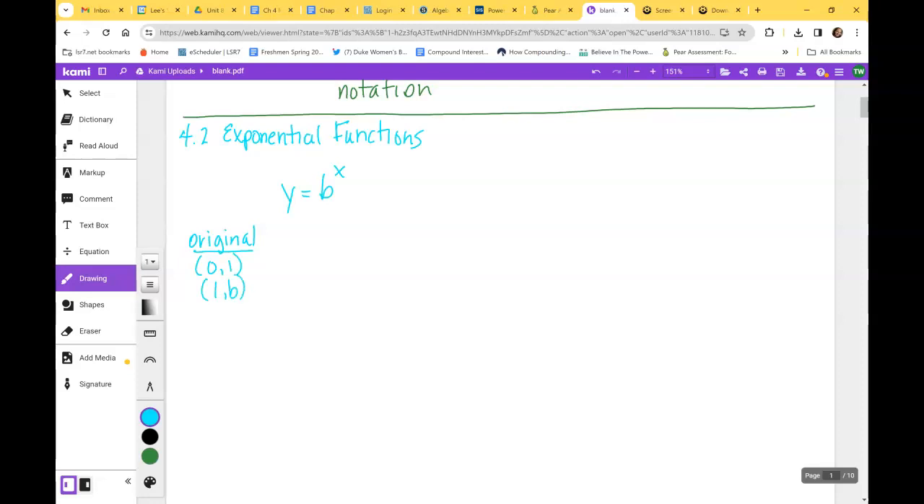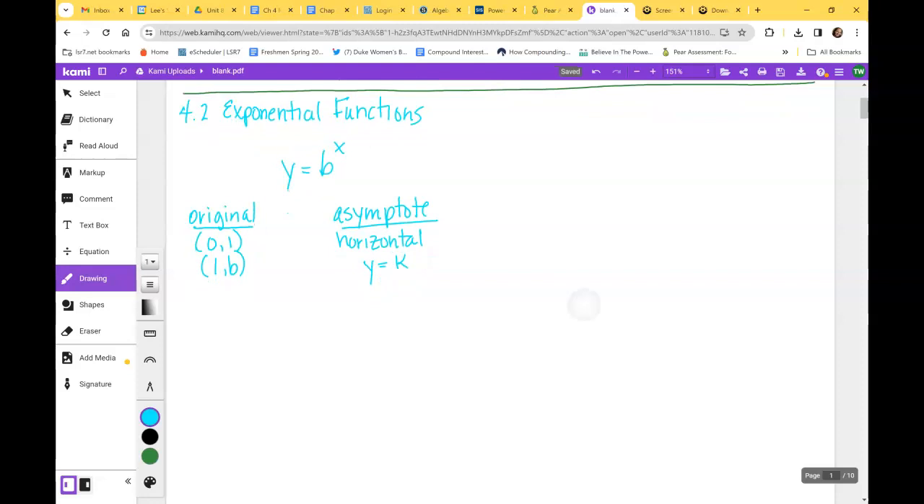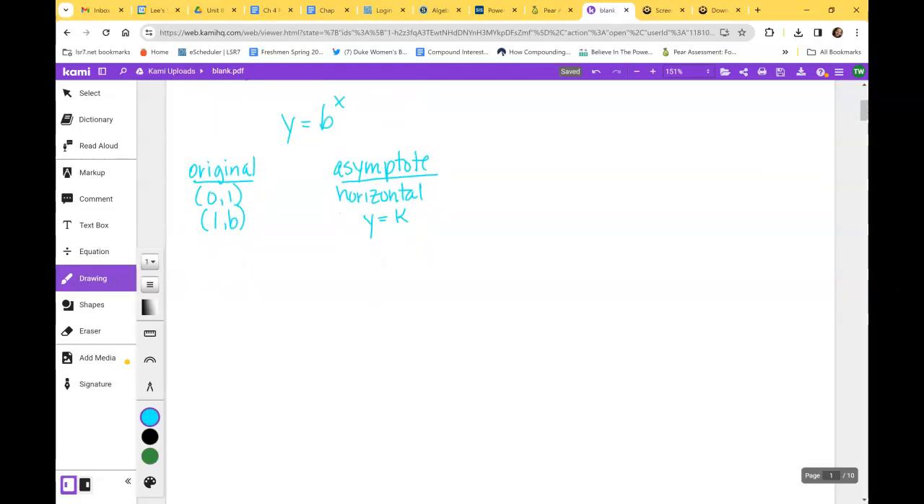Okay, and this is different. If you watch the old videos, this is different from the way the videos did it, but it's a lot easier. So pay attention to this. Your asymptote is going to be horizontal. And it's always y equals whatever your k is.